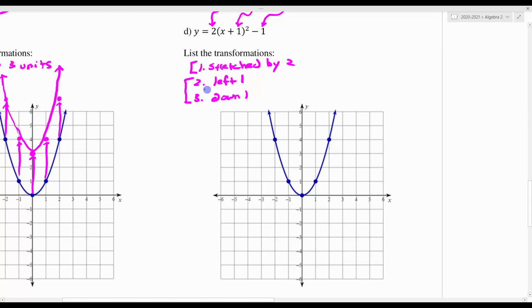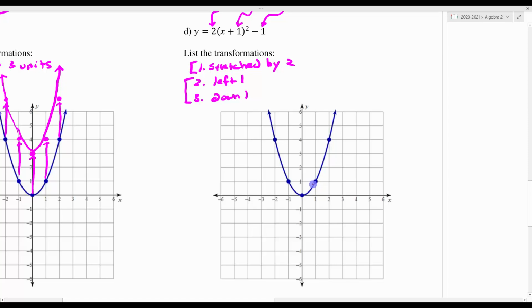All right, so I'm going to do the stretch first, and then I'm going to go left and down 1 at the same time. All right, so let's take care of the stretch. When we stretch something, it's kind of weird. Right now, this is the original parabola before it's been stretched, and you'll notice to go from this point to this point, we go over 1, up 1.